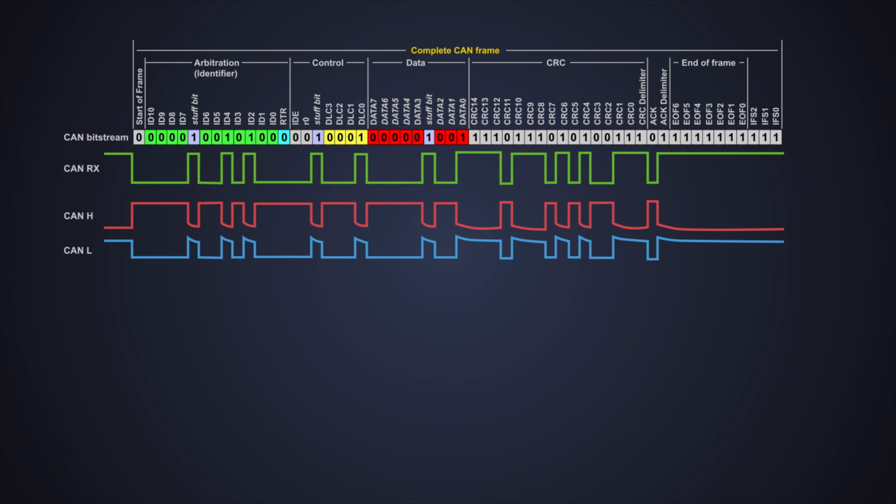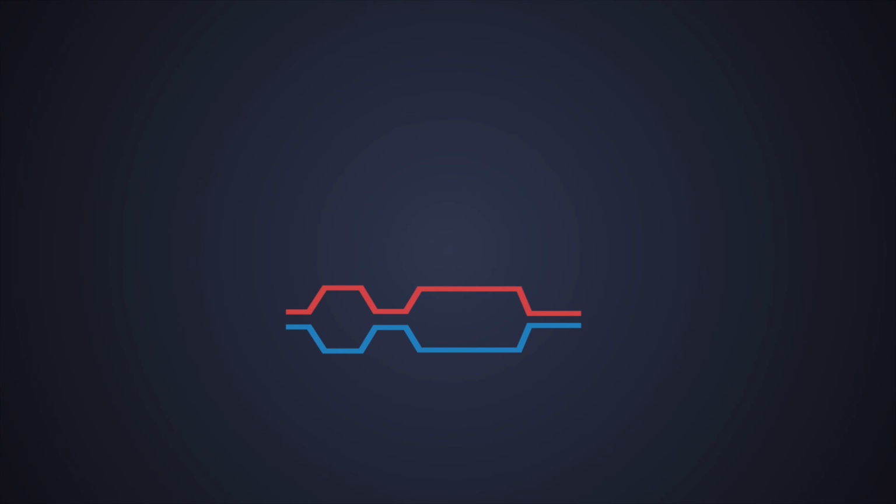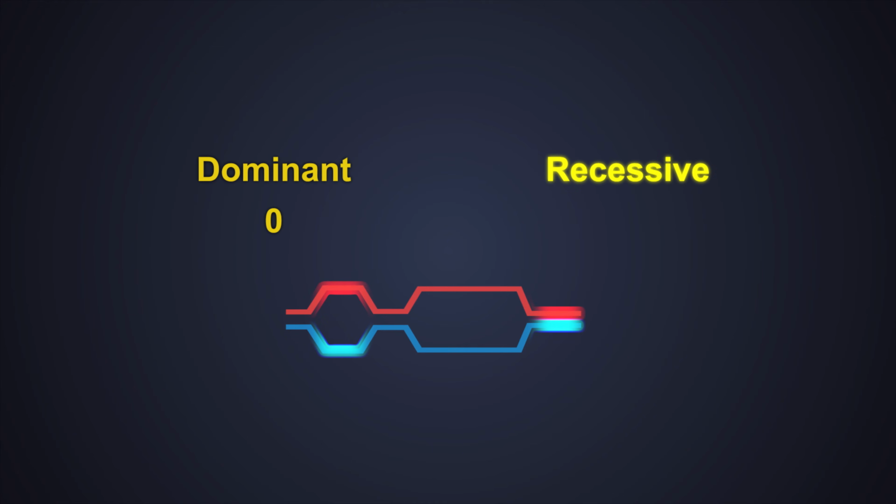Let's see the structure in detail with an example. We'll imagine a CAN data. This is a complete CAN frame structure, including stuff bits, a correct CRC, and interframe spacing. There are two types of bits in this frame, dominant and recessive. Dominant bit means 0 and recessive bit means 1 on the CAN bus.